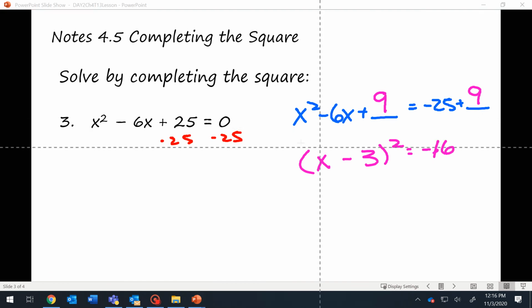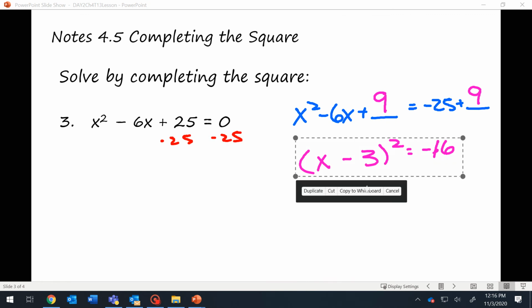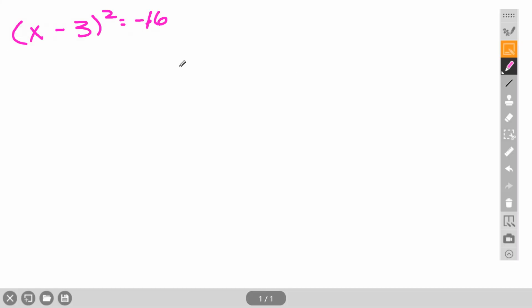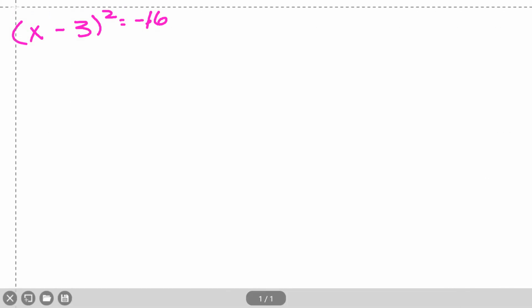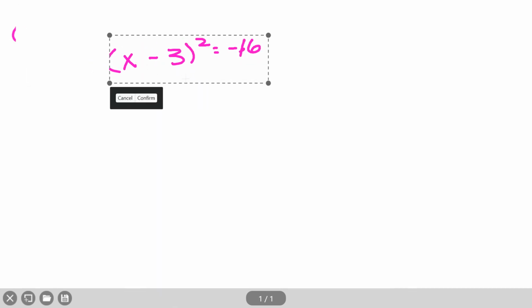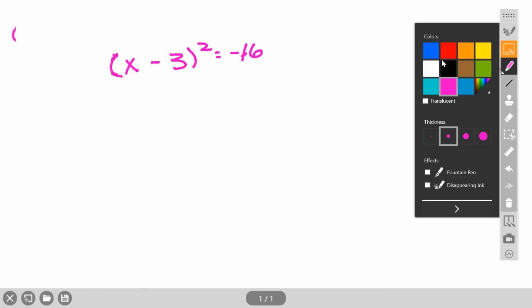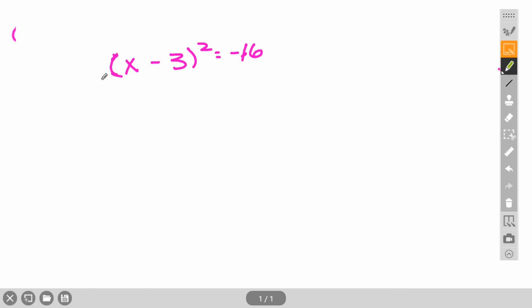This is what I want. I can solve it from this point. Now that I have it in this form, I can solve this. Alright, so I've got it in this form. I can now solve it. The first step to solving it will be to take the square roots. Don't forget the plus or minus.